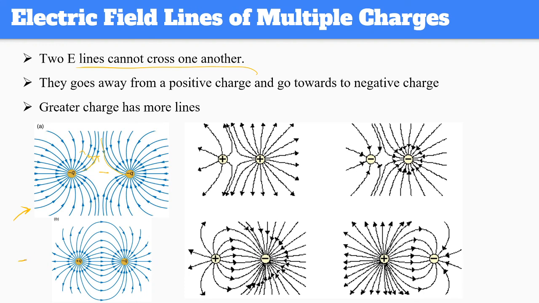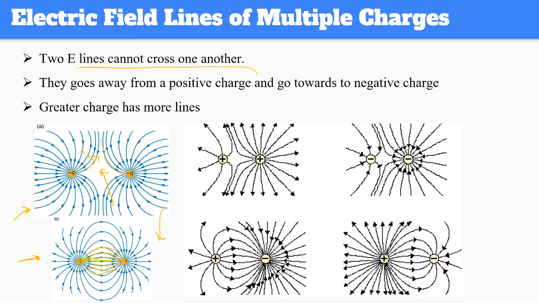But if we have a positive and a negative charge, what's going to happen? Again, the field lines cannot cross one another, but this time the positive charge is going to send them out and the negative charge is going to receive them. So instead of pushing on one another, they actually attract each other, and in this case they are going to have this shape. Those two, A and B, are cases when the charges have the same amount.